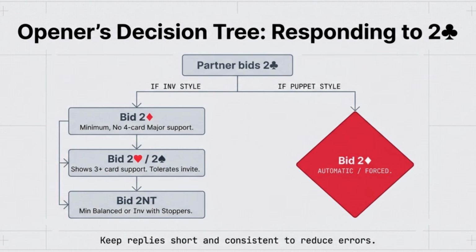And hey, just a quick note. If you and your partner do choose the puppet style, remember that opener's first job is just purely mechanical. They hear 2 clubs, they bid 2 diamonds. That's it. The real description of the hands doesn't even start until the next round of bidding.